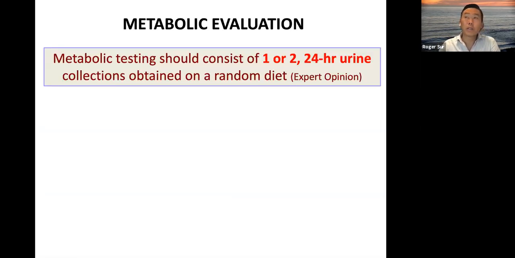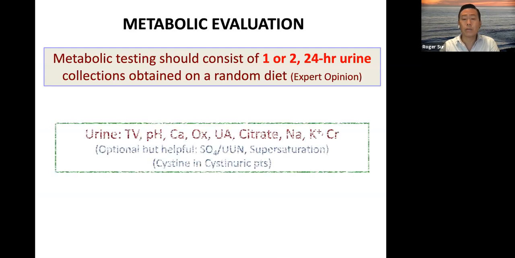So let's say the patient does want to have a comprehensive evaluation. You can do one or two, it doesn't really matter, 24-hour urine tests. These are the things you want to measure. The total volume. Definitely want to always make sure the 24-hour urine checks the pH. That's important. Obviously, calcium, oxalate, uric acid, and citrate. These are the big four.